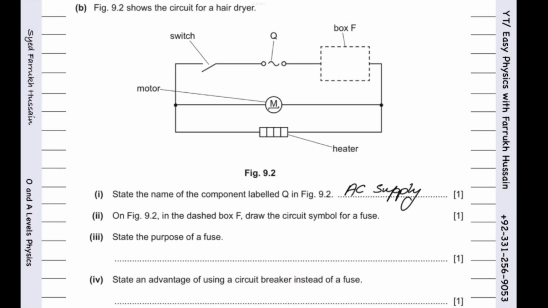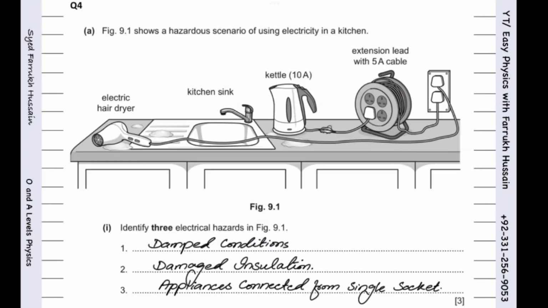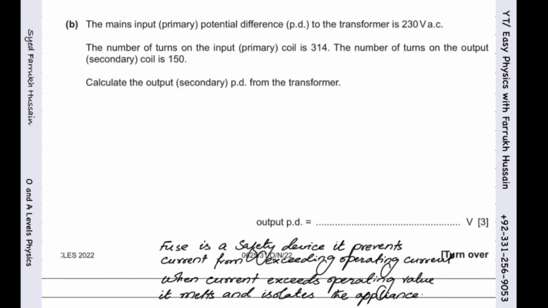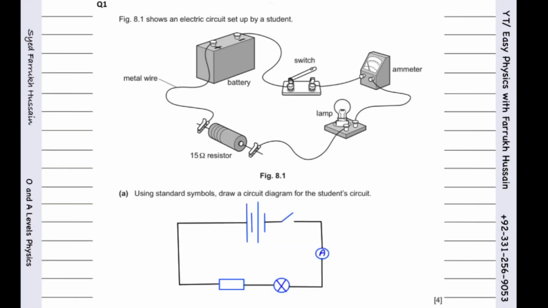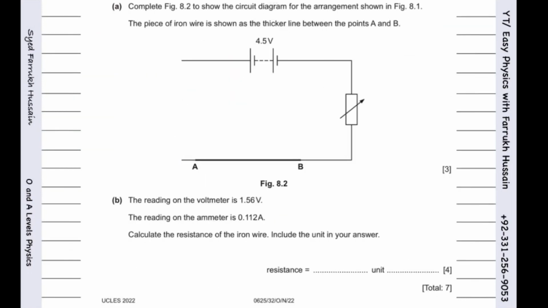Part 2. On figure 9.2, in the dashed box F, draw the circuit symbol for a fuse. The fuse symbol is, I can't remember. Is it just like a box and then a line through it? Very good.